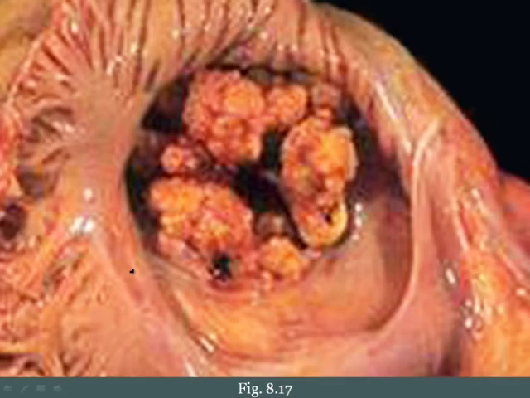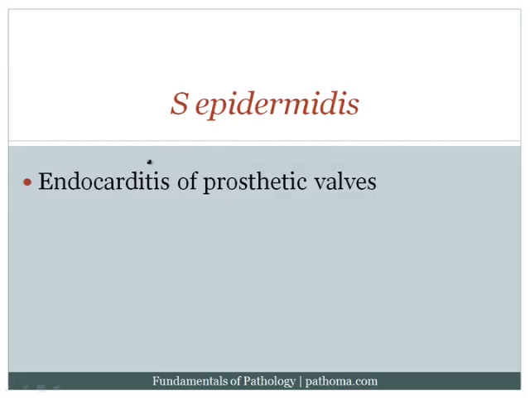Here's a picture of Staph aureus endocarditis. You'll notice that these are very large vegetations sitting on the cardiac valve, and of course this is also called acute endocarditis. Staph epidermidis is important because it is the key bug that causes endocarditis of prosthetic valves, so that's the high yield there.